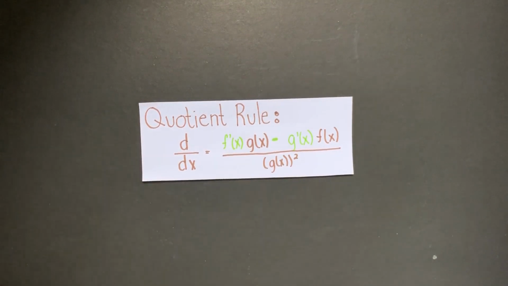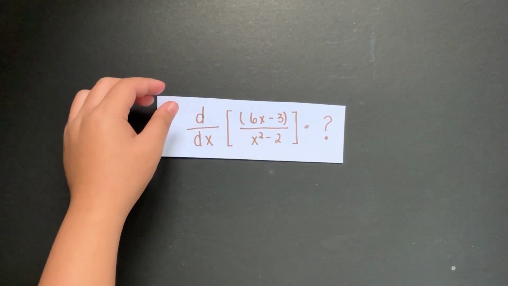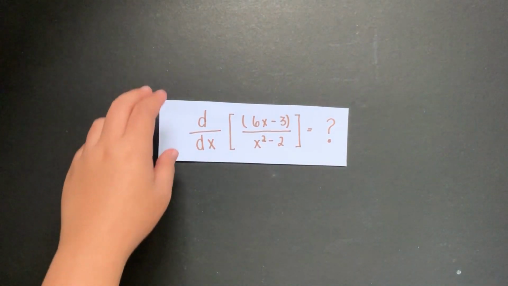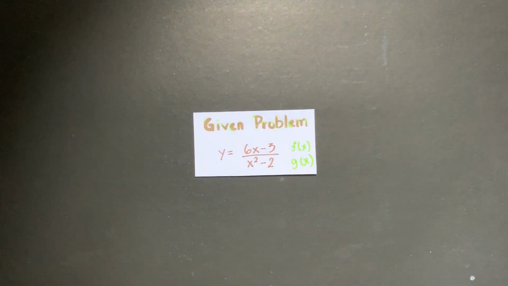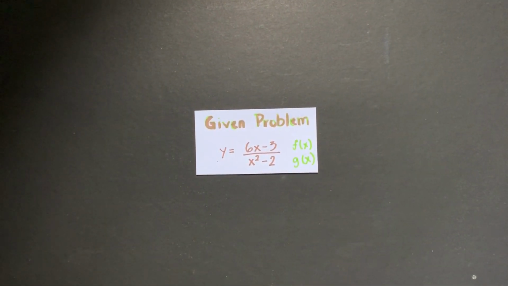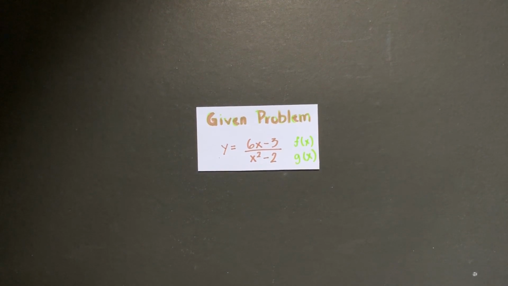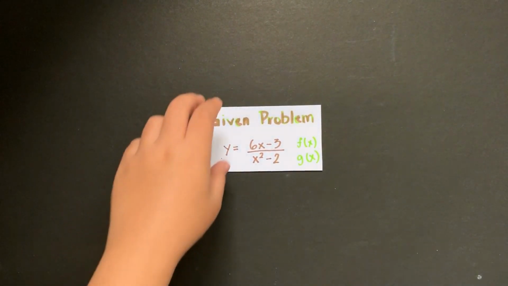Quotient rule is a method of finding the derivative of a function that is a ratio of two differentiable functions. Here is an example of it: 6x minus 3 all over x squared minus 2. First, you need to take note that the numerator of the function is the f of x and the denominator is the g of x. In our problem, f of x is 6x minus 3 and the g of x is x squared minus 2. We will need this later on in plugging the functions into the formula.